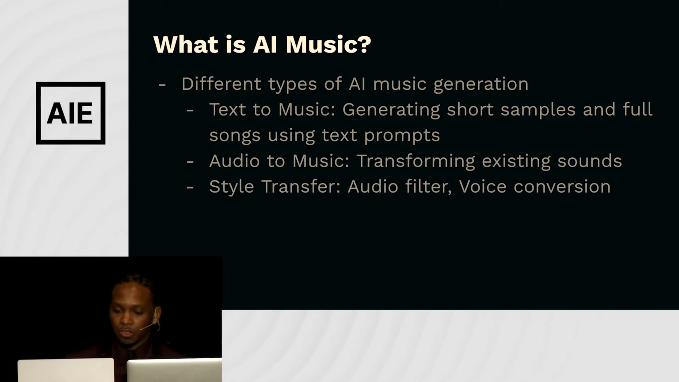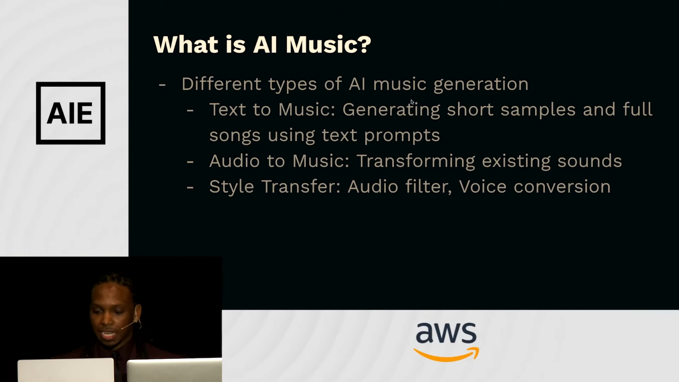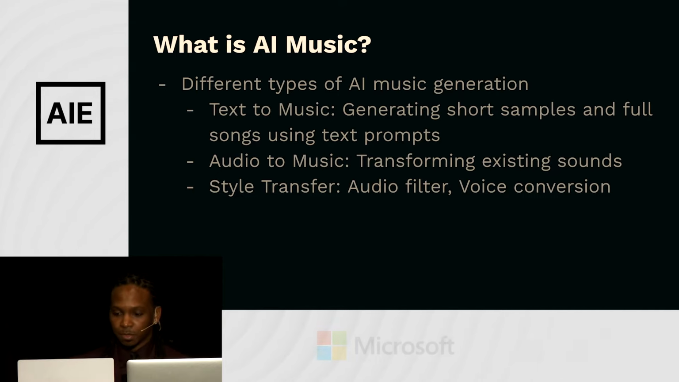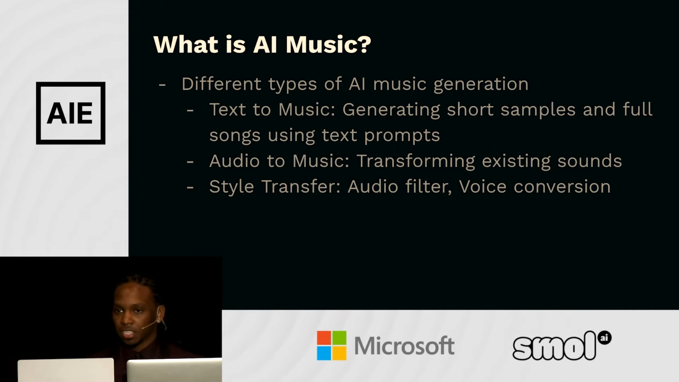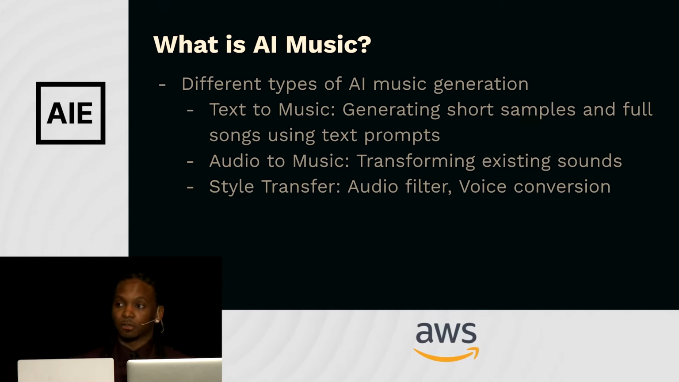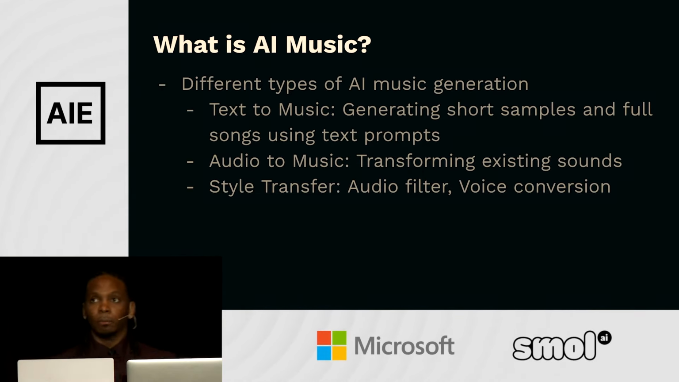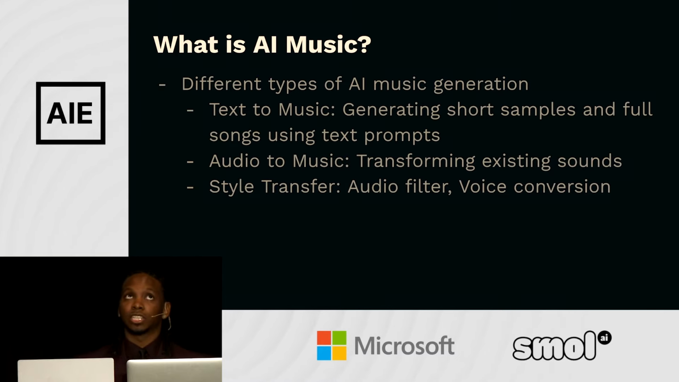And the way that I compartmentalized this was to say that we have text to music, where you're generating short samples and full songs using text prompts. You have audio to music, and this is where you're taking an existing sound and transforming it into actual music. And then you have style transfer, which is basically voice conversion. And voice conversion is actually the first thing that I came across when I found AI music last year. So it's been a long time coming, but I didn't really start doing the research until recently.